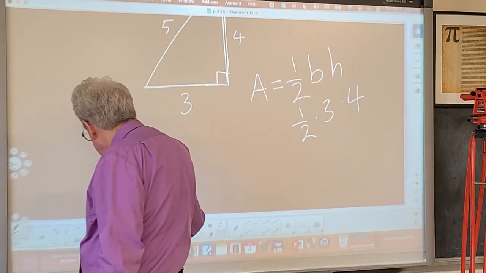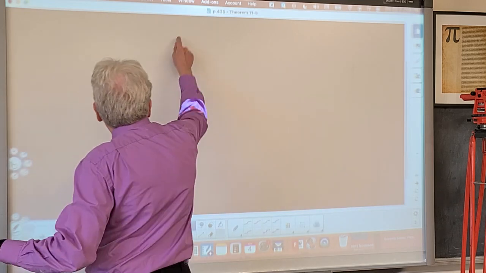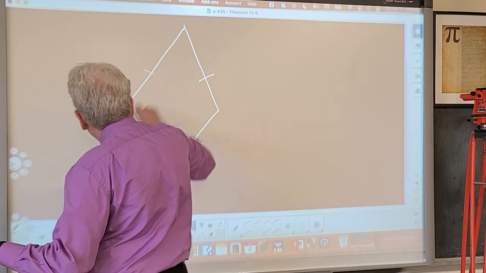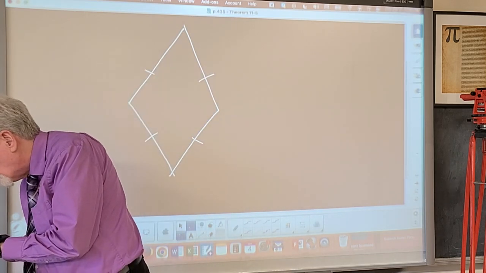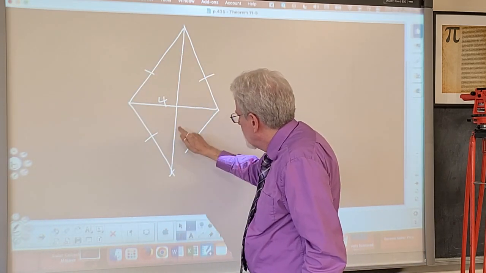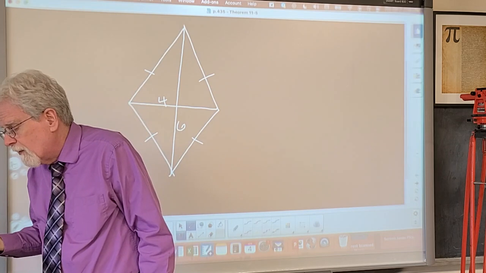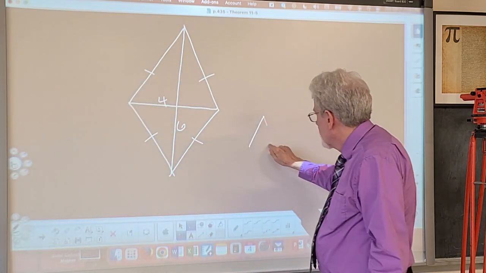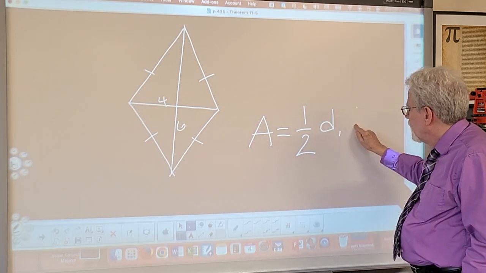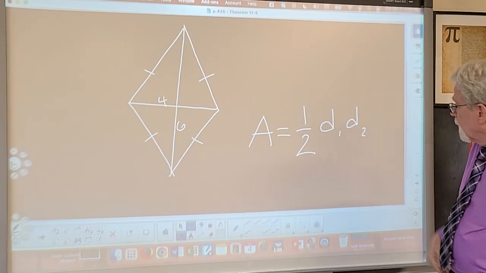Number 4. We've got a rhombus. Love that word. All these sides congruent. And it has diagonals of 4 and 6. So that's 4, and that is 6. Well, the formula for the area of a rhombus is 1/2 times diagonal number 1 times diagonal number 2. 1/2 d1 d2. Well, that makes it easy.